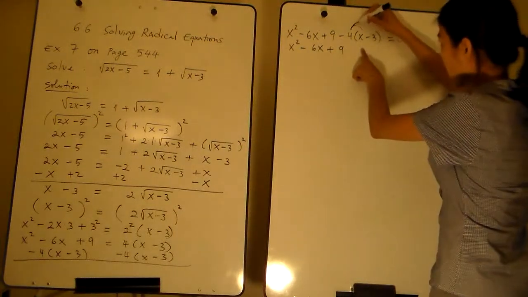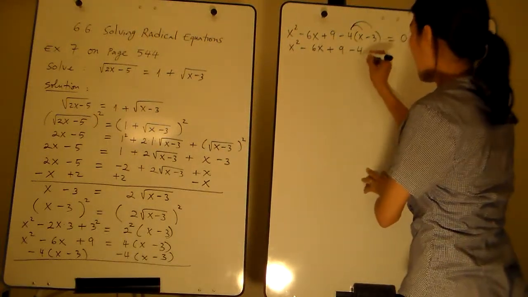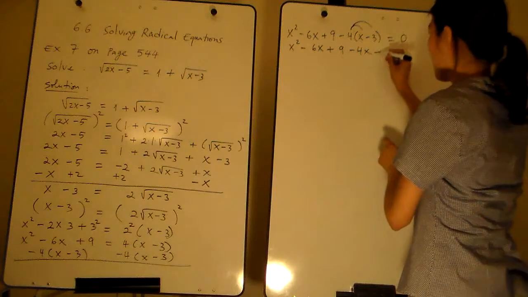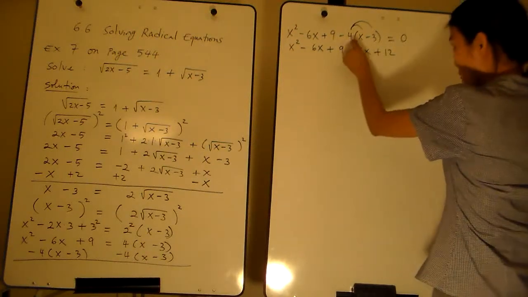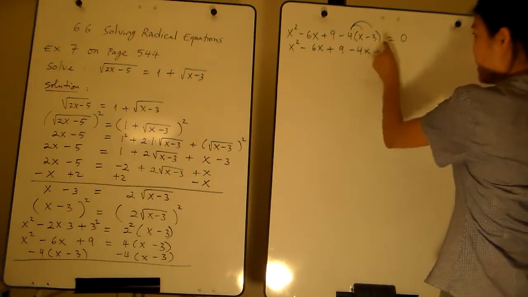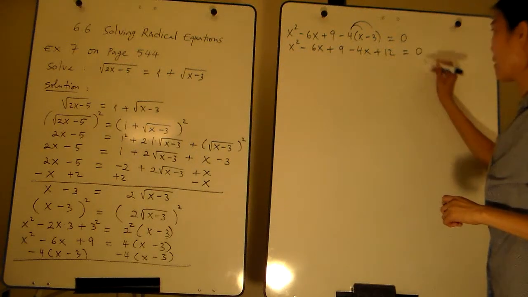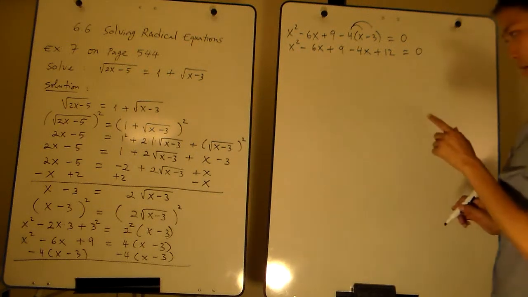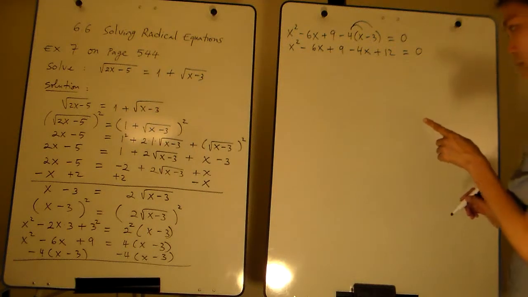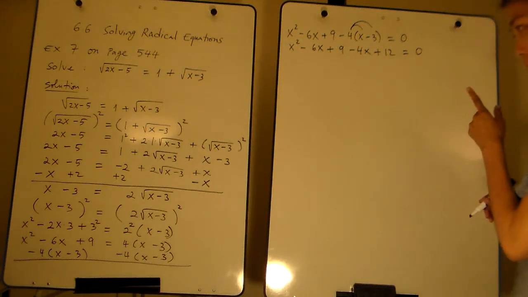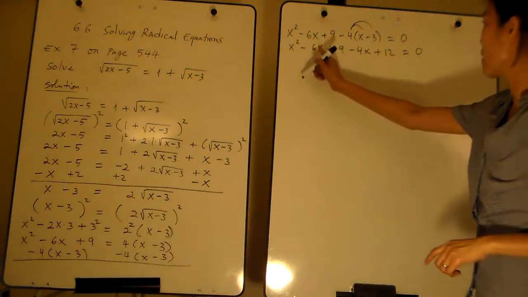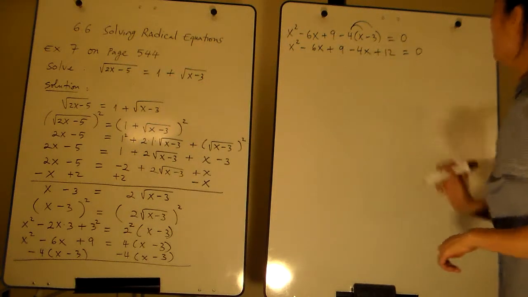Distribute this negative 4 to each term. We have negative 4x, positive 12. Negative 4 times negative 3 is positive 12, okay? Equal to 0. Let me check and make sure everything's correct. Minus 4 times x minus 3, x squared, x, yeah.